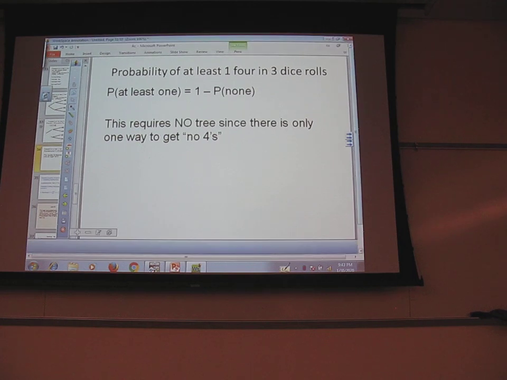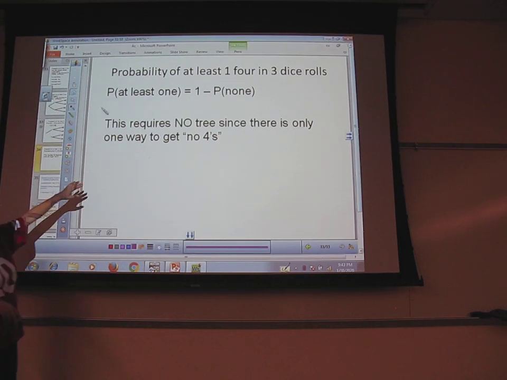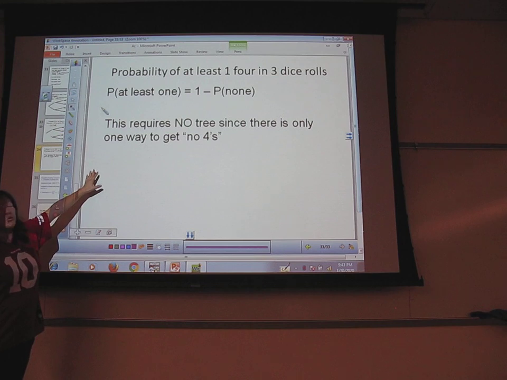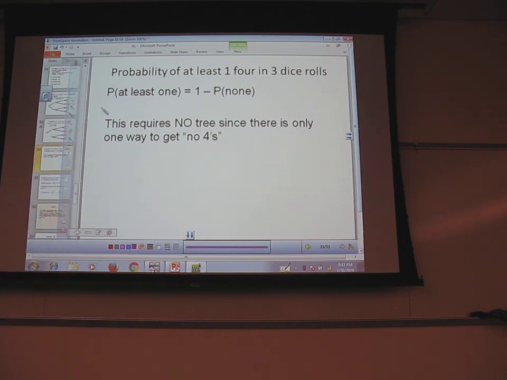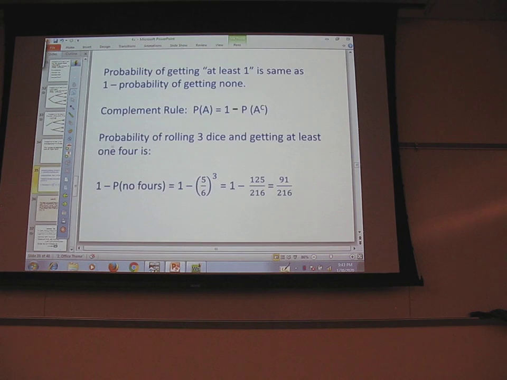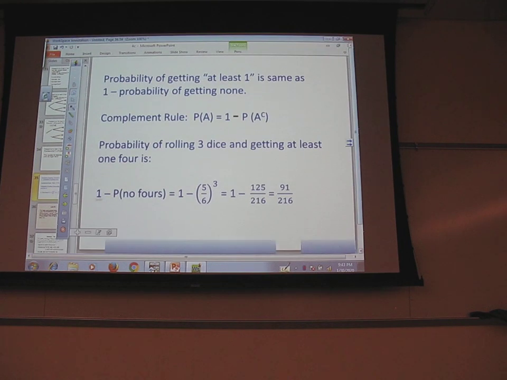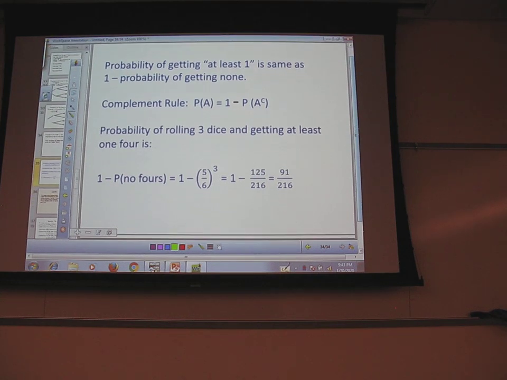And again, we don't need a tree. You guys give me 2 minutes. Be quiet so we can get out of here. Since there's only one way of getting no 4s, we don't even need a tree. Just 5/6 to the 3rd power, because I'm going to roll it 3 times. If I was rolling it 4 times, I'd do it to the 4th power. So all I have to do is take that probability, subtract it from 1, and you'll get it. You can do it as a decimal. I'm totally fine with that. That's no problem. So lab problem number 3 we're going to skip.